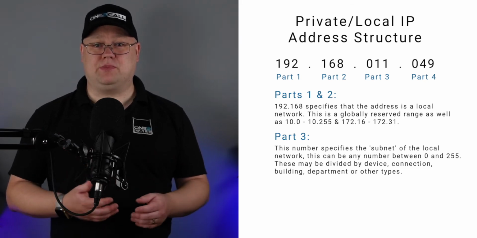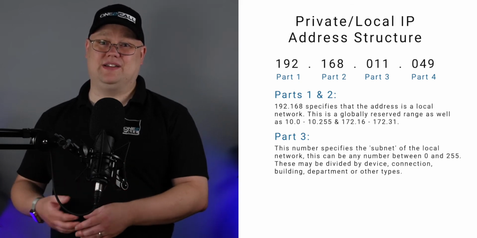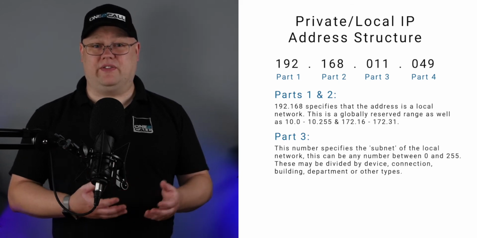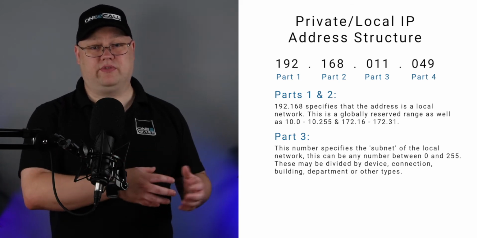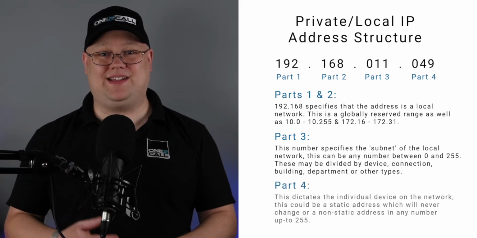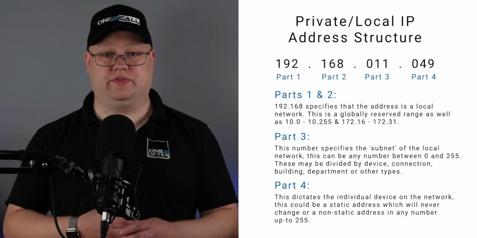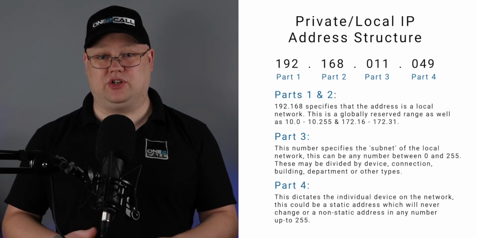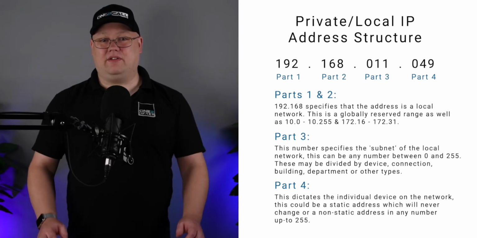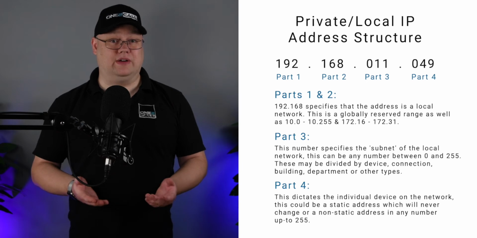For example, a business may place all of their phones on one subnet, and all of their Wi-Fi access points and wireless devices on a different subnet, and then their computers and printers on another subnet. They may have a guest subnet that's sitting completely separate from the others, or they may have some of these joined together. There is then a fourth part of this address that dictates the individual device that you're using, and this again could be any number up to 255. This could be a non-static address that could change over time, or a static address that will always be the same. In our example here, your device's address would be 49 on the subnet 11 on your private network.